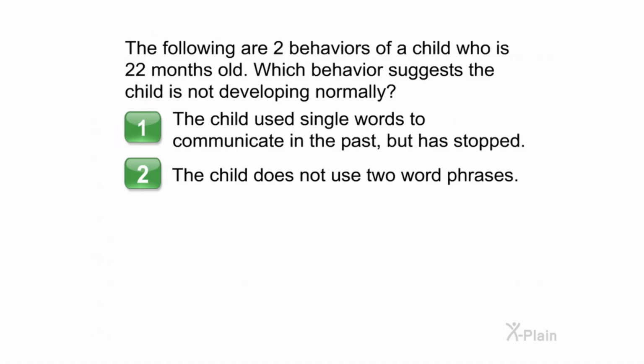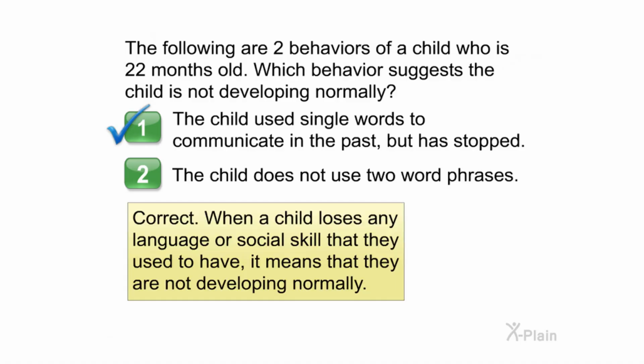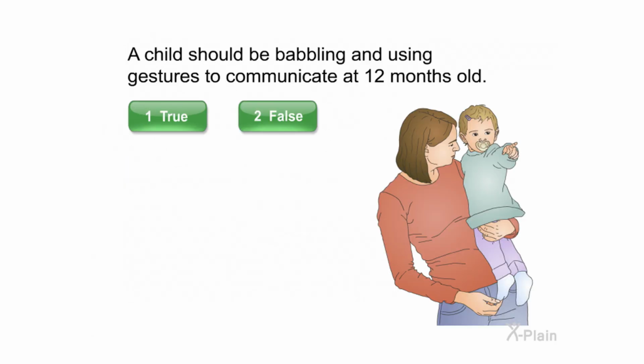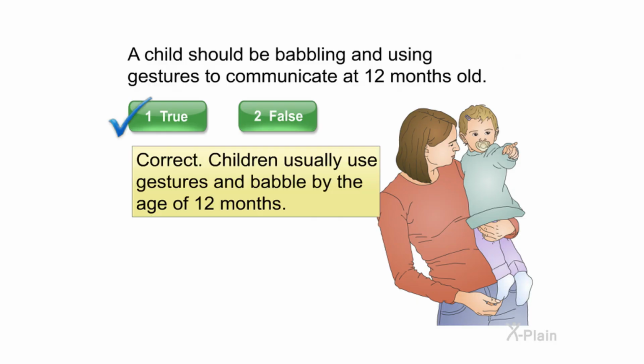The following are 2 behaviors of a child who is 22 months old. Which behavior suggests the child is not developing normally? Choose one of the following options. 1. The child used single words to communicate in the past, but has stopped. 2. The child does not use 2-word phrases. Correct. When a child loses any language or social skill that they used to have, it means that they are not developing normally. A child should be babbling and using gestures to communicate at 12 months old. Select true or false. Correct. Children usually use gestures and babble by the age of 12 months.